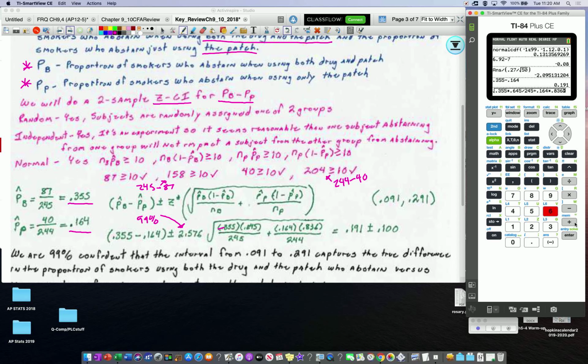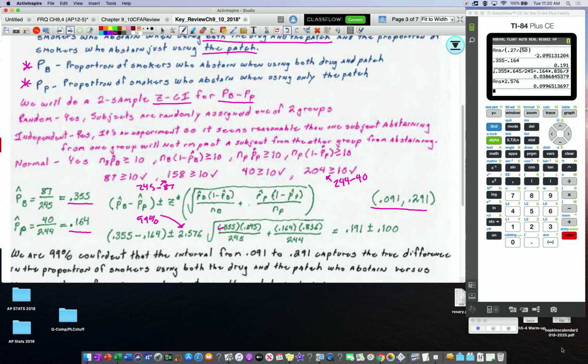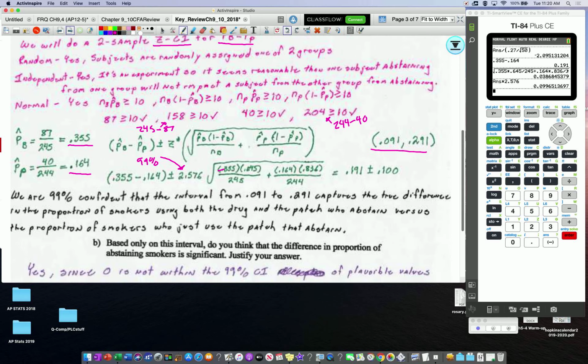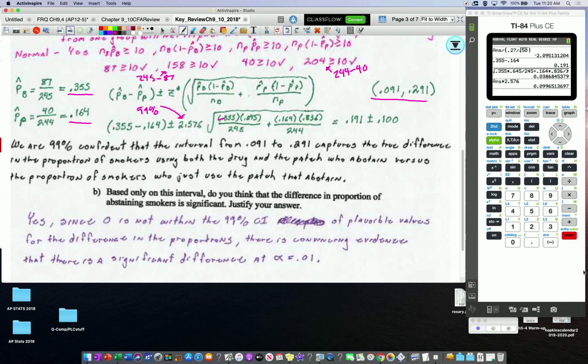Calculate that out. Now that's the standard error. I have to times that by my z-score, how many standard deviations I need to be away. So 0.0996 or about 0.10. So if I add and subtract that, I get my confidence interval. So remember, how do we interpret a confidence interval?